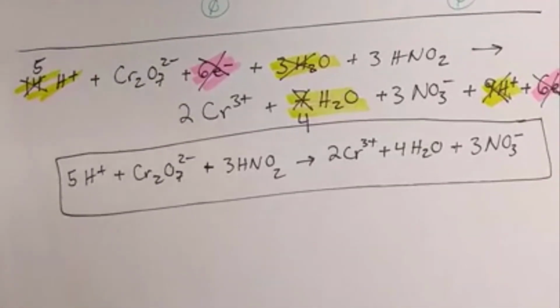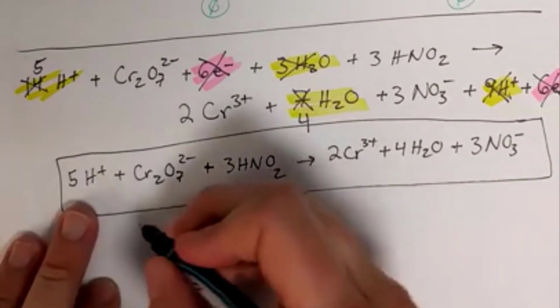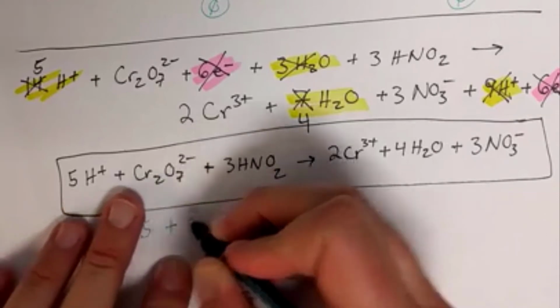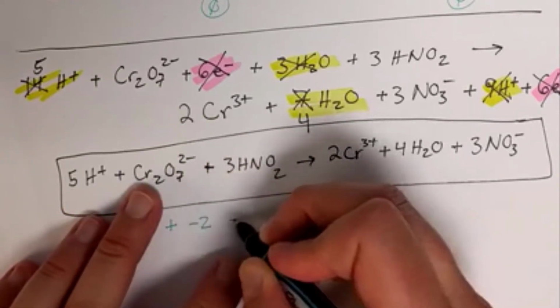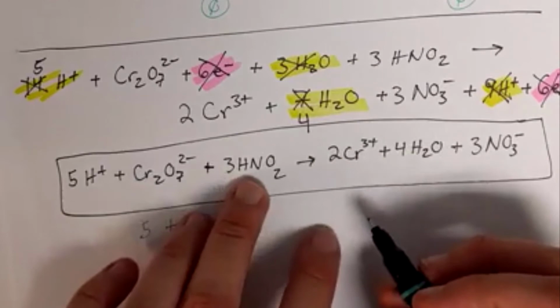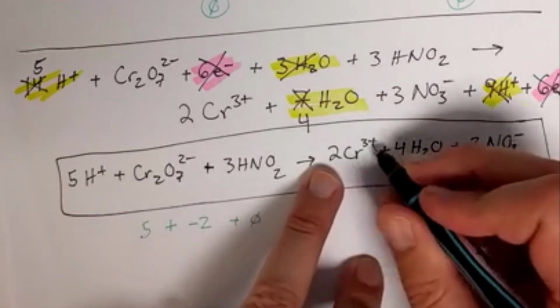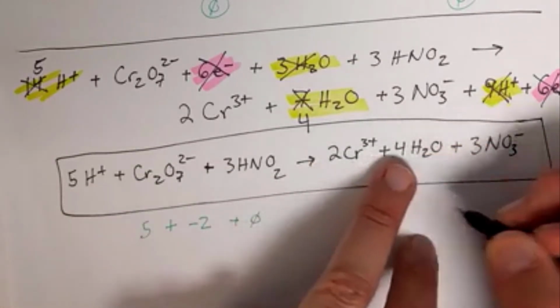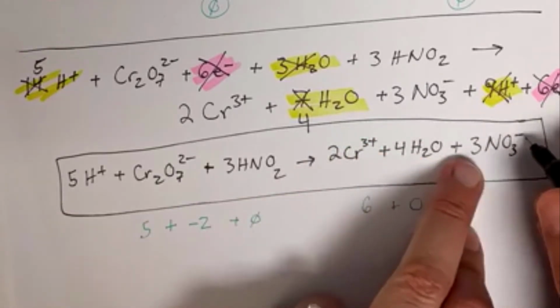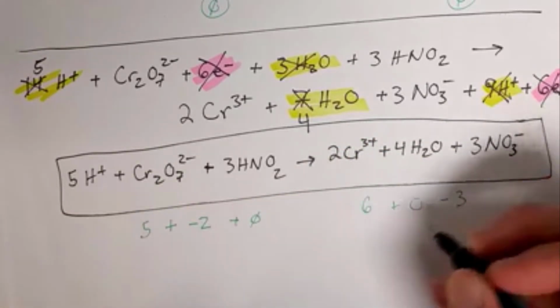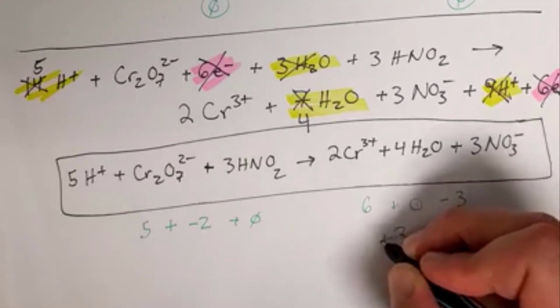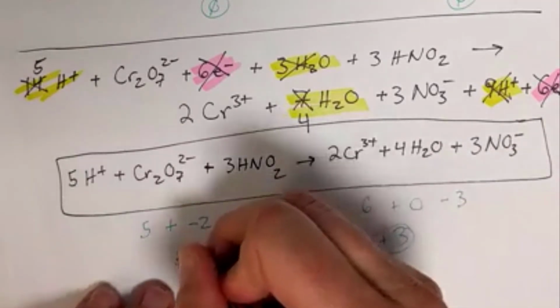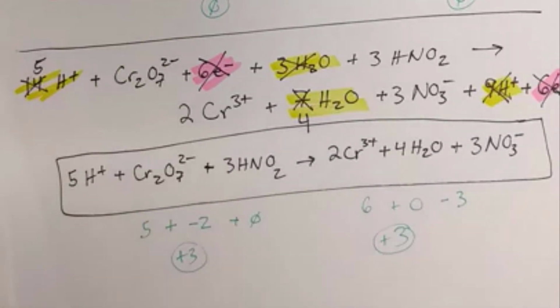I then always recommend a couple things. Let's go back and make sure the charge is correct. So what is my net charge on the left side of the equation? What's my net charge on the right? So I've got 5 positives from my hydrogen, 5 plus a negative 2 plus 0 from the nitrous. Then I have 2 times positive 3 is 6, 0, 3 times a negative 1, negative 3. So 6 minus 3 gives me plus 3 on this side. 5 minus 2 gives me plus 3. Is my charge balanced? Yes.